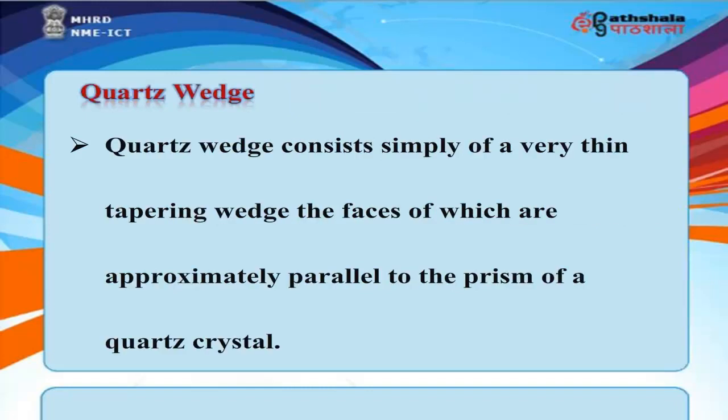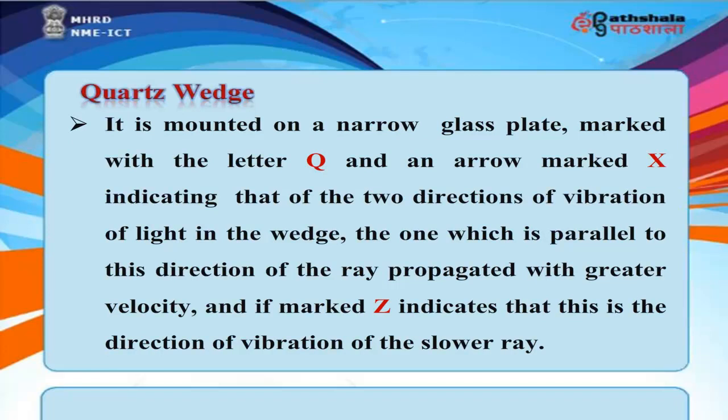Quartz wedge. A quartz wedge consists simply of a very thin tapering wedge, the faces of which are approximately parallel to the prism of a quartz crystal. It is mounted on a narrow glass plate marked with the letter Q and an arrow marked X, indicating that of the two directions of vibration of light in the wedge, the one parallel to this direction is that of the ray propagated with greater velocity, and if marked Z, indicates that this is the direction of vibration of the slower ray.